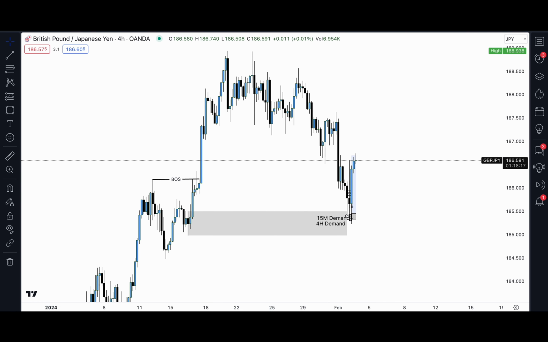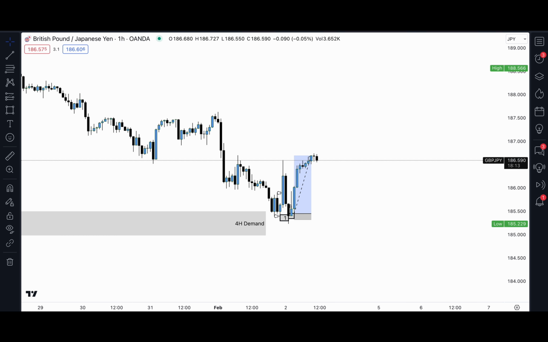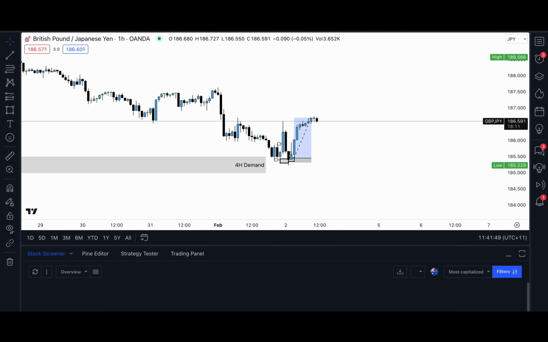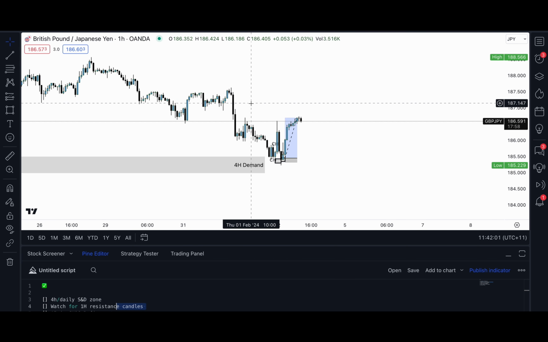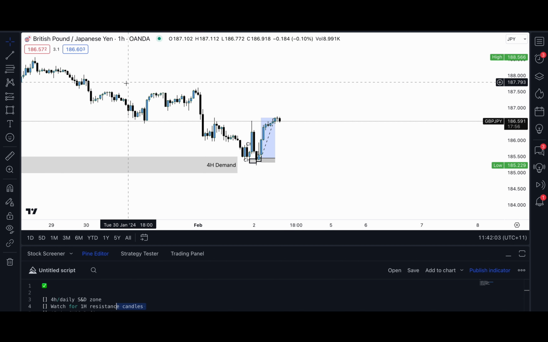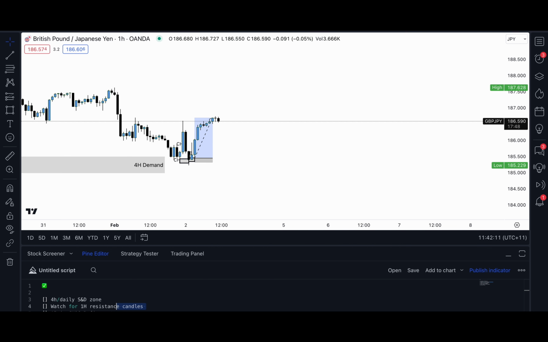Cool. Alert set, price enters in. Now what am I looking for on my checklist? Let me get that up. I'm looking for a 4 hour daily zone, which we have. We have our resistance candles. As you can see, there's a lot of sellers here. As we come in here, we see a lot of wicks and a lot of buyers stepping in slowly as well, right? Now, what are we waiting for?